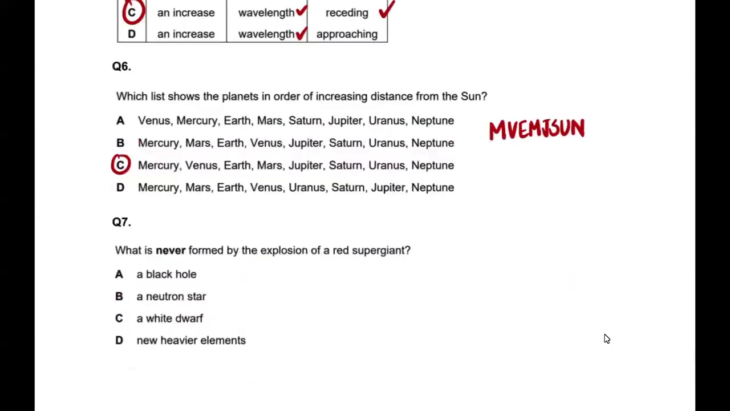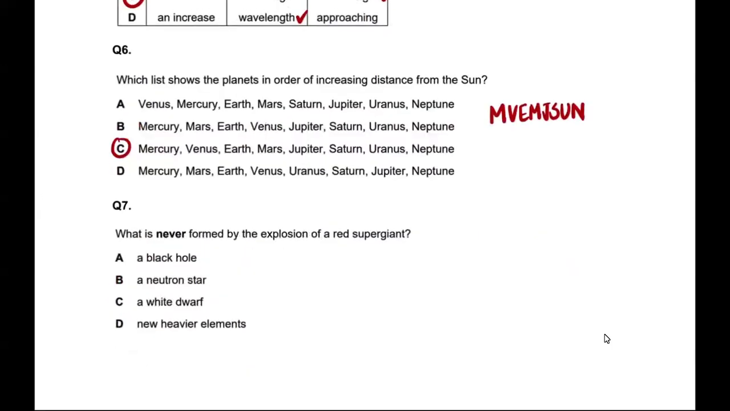What is never formed by the explosion of a red supergiant? A red supergiant is a stage of a high mass star. So high mass stars can possibly form black holes, neutron stars. In the supernova stage, they also form new heavier elements, but they never form a white dwarf. This is something associated with low mass stars.